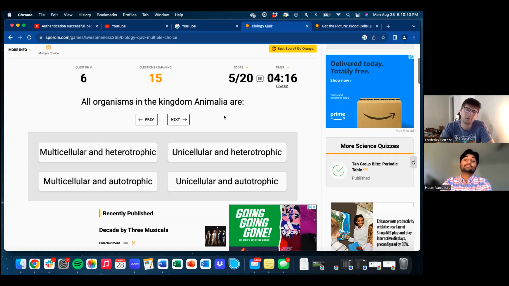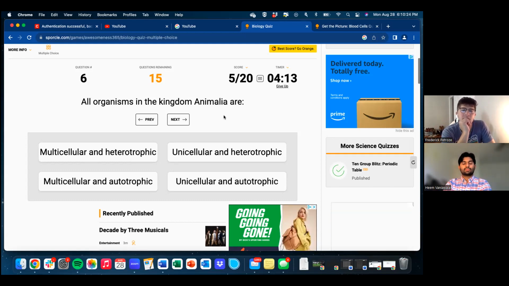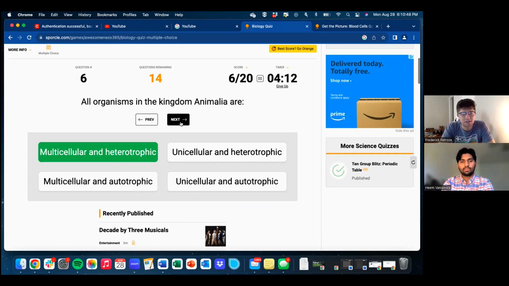All organisms in the kingdom Animalia are multicellular for sure. Not autotrophic. Oh, heterotrophic. Animalia is heterotrophic, because autotrophic would be like plants. The unicellular heterotrophic would be like bacteria, a bacteria that eats other bacteria. Okay, that's what we're going with. Nice.